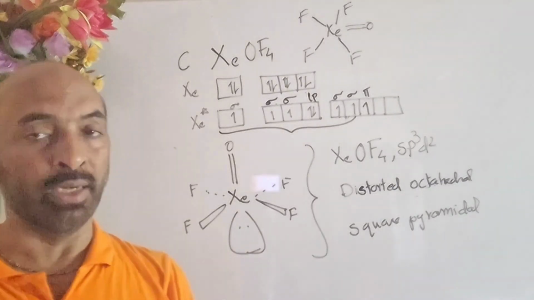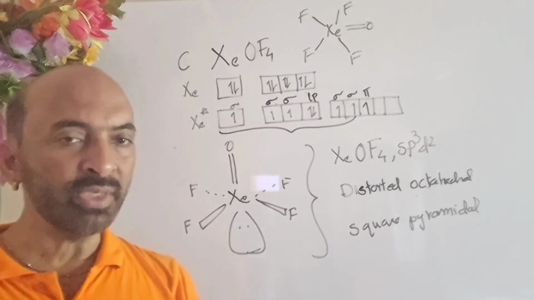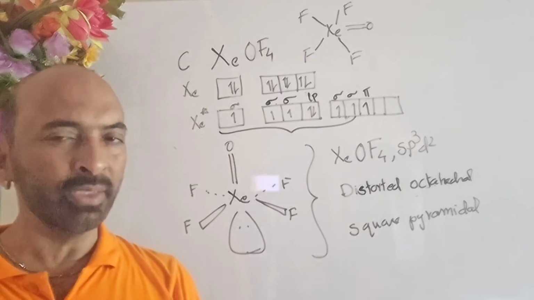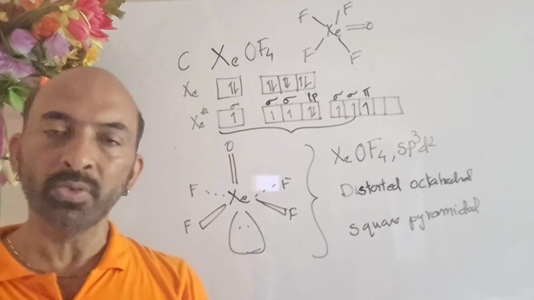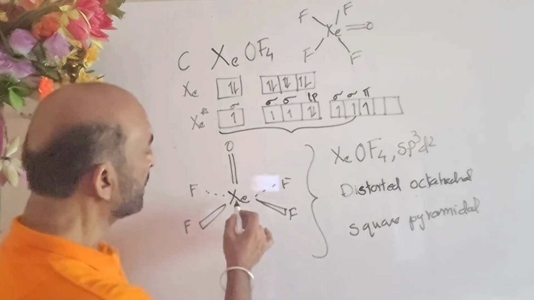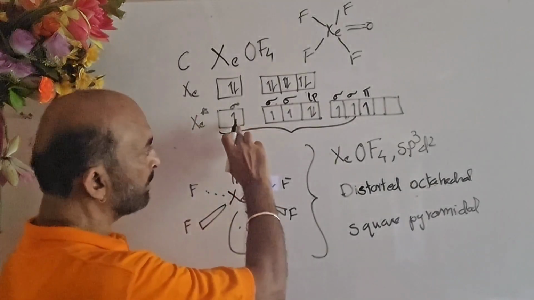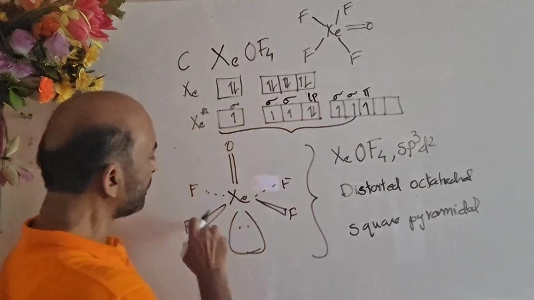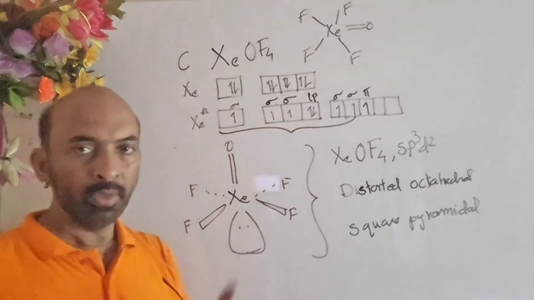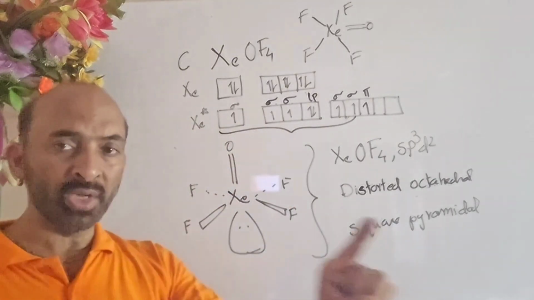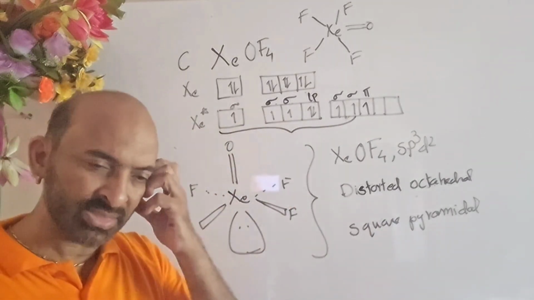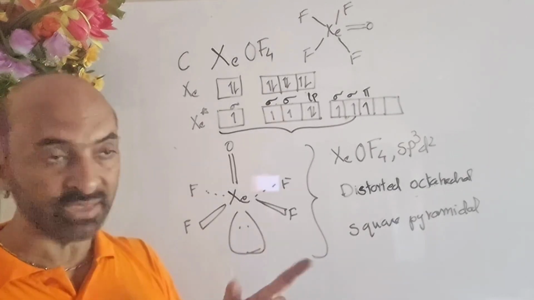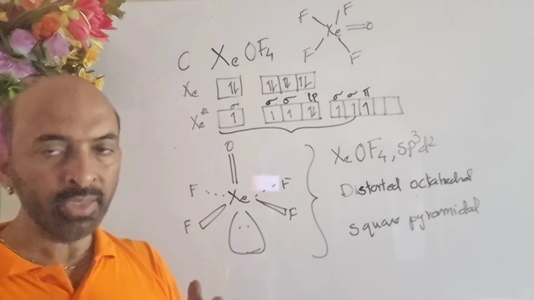What is the regular structure for sp3d2? It is octahedral. Square bipyramidal is actually called octahedral. It is rarely known by that name; it is mostly called octahedral. How? Look here. Xenon forms 4 sigma bonds with the 4 fluorine atoms: 1, 2, 3, 4. Along the 4 equatorial, you may call, even though it is not strictly correct to classify orbitals as equatorial and axial in octahedral structure. You know why?